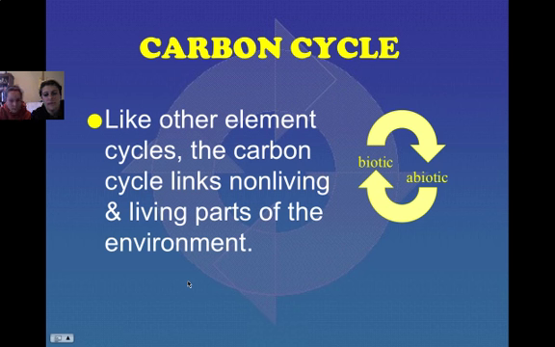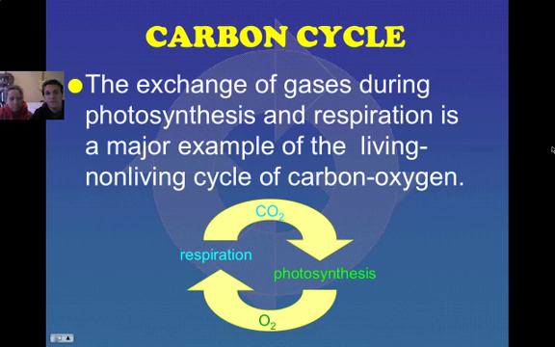All right, like other element cycles, the carbon cycle links non-living and living parts. So you can see that abiotic and biotic cycle here again. So the exchange of gases during photosynthesis and respiration is a major example of the living and non-living cycle of carbon and oxygen.